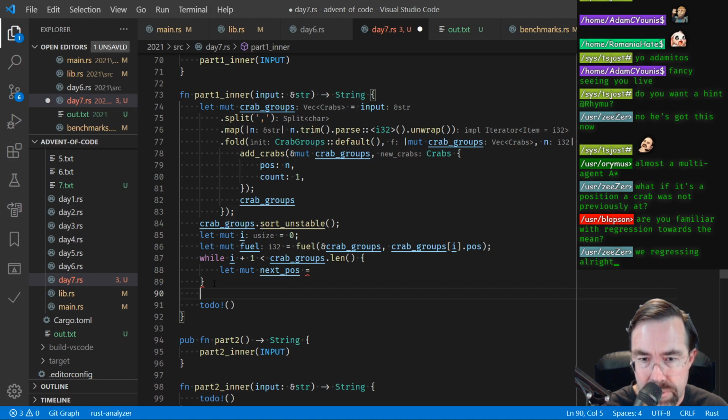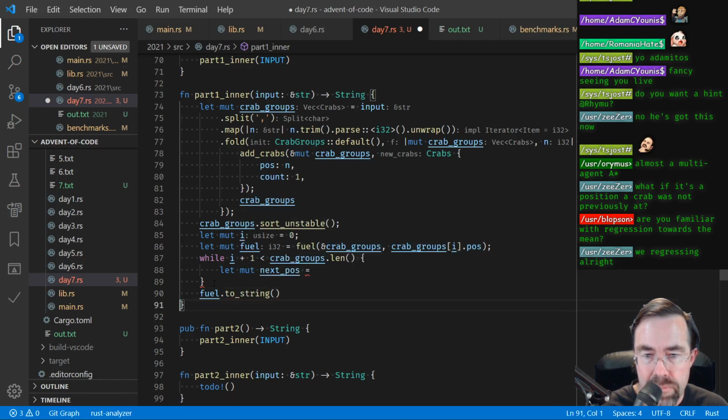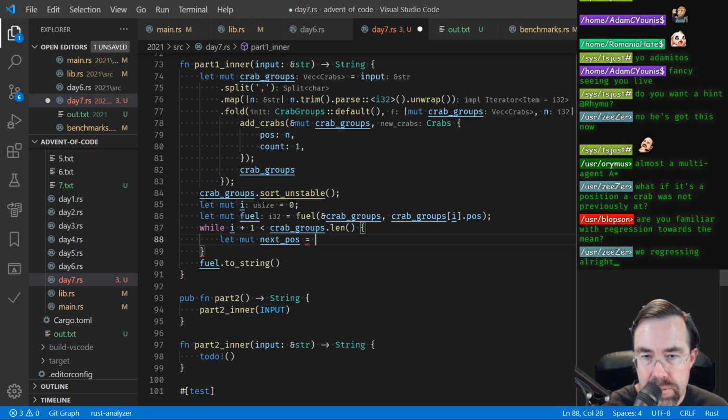So I should actually write that part. It would be fuel dot toString, and we're done. So brute force solution, right? Because I'm kind of tired. So if we start at position 0, or the first group basically, and calculate its fuel, then while we're not going to run off the end of the crabs list, the next position would be, well, we don't need this to be mutable.